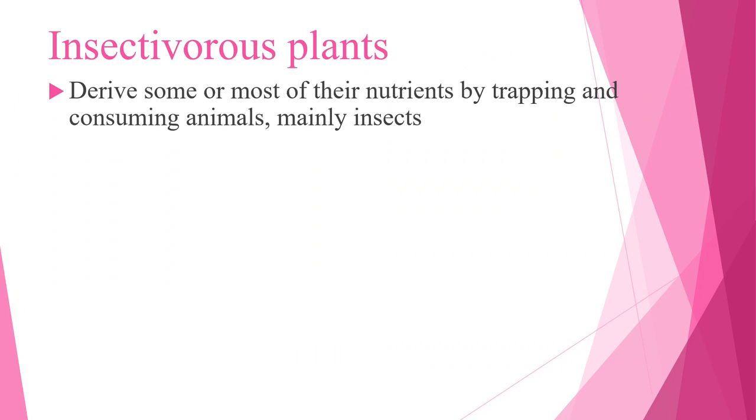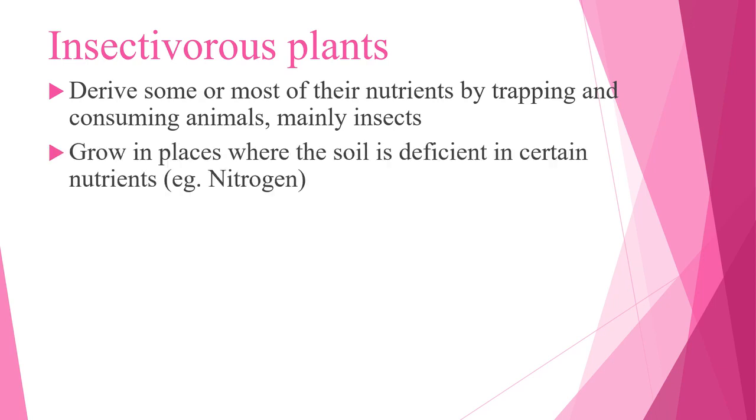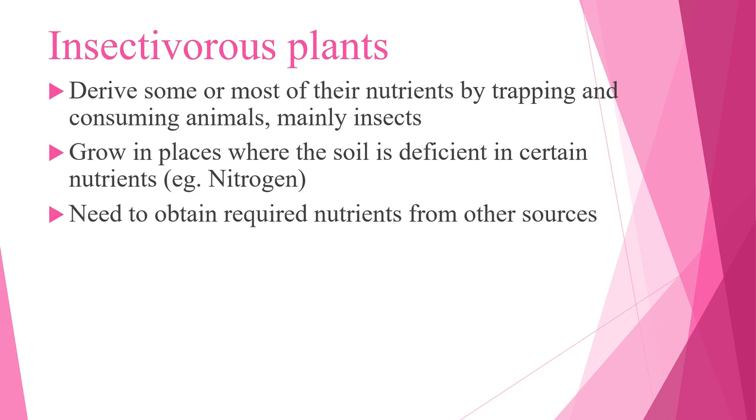Insectivorous plants are green plants, so they can prepare their own food, but they depend on other animal sources for certain nutrients. Insectivorous plants derive some or most of their nutrients by trapping and consuming animals, mainly insects. Generally these plants grow in places where the soil is deficient in certain nutrients, especially nitrogen. They obtain these nitrogen compounds by trapping and consuming animals. So they need to obtain the required nutrients from other sources.